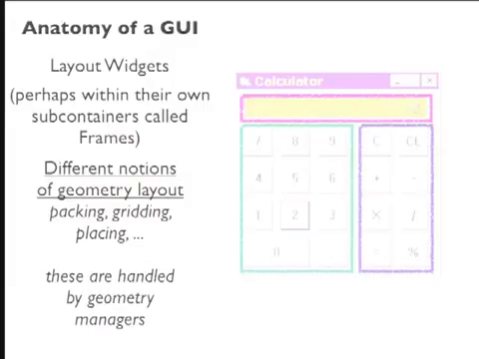So there are different notions of how you pack these different pieces of the puzzle into the overall window. And we'll go over how that happens within Python. But this sort of concept of a geometry is important, and there's different ways to do it. There's packing, gridding, and placing.